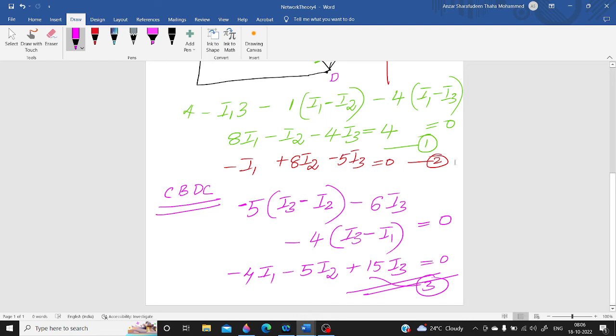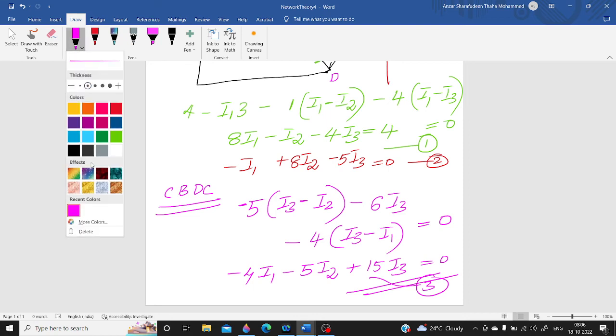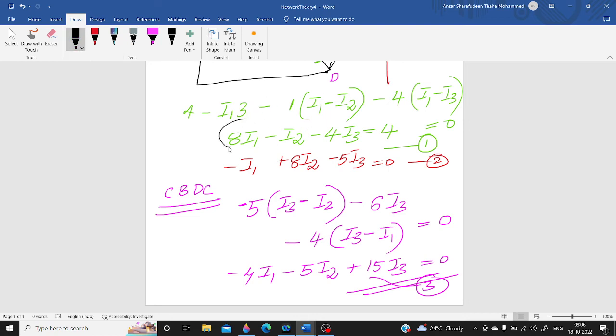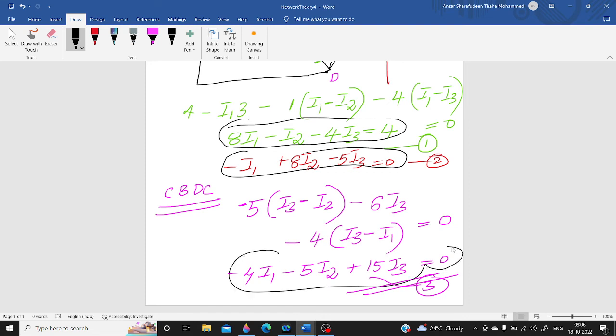Now you have three equations in three unknowns. You can solve these three equations. This is the first equation, this is the second equation, and this is the third equation. You can solve these three equations for the three unknowns, so that you will be getting the currents.